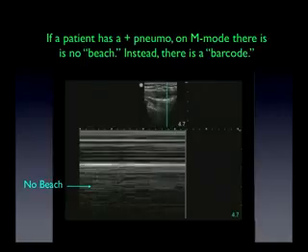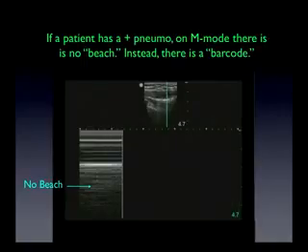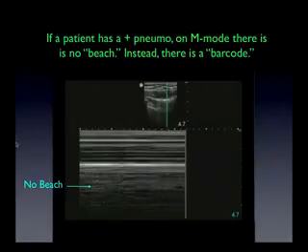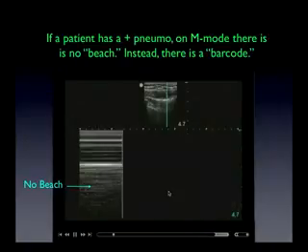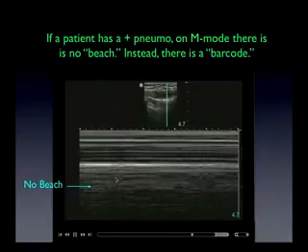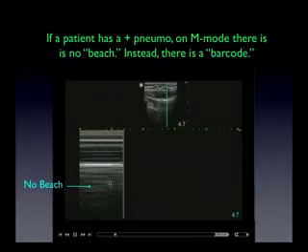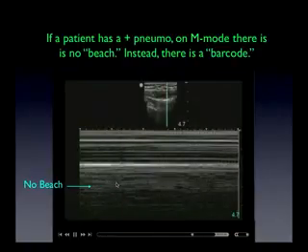Now over here we have M mode in a loop, and what it reveals is that there is no beach over here. There's no sandiness, if you will. And this has been known as a barcode. And this barcode is typical of someone with a pneumothorax.